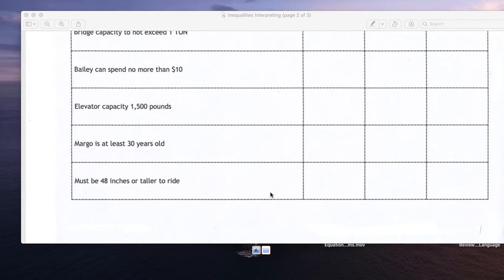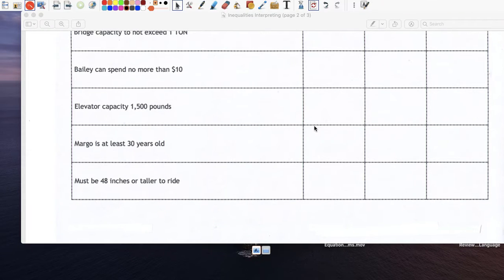Margot is at least 30 years old. She's at least 30 years old. So the bare minimum, she's 30. She could be 31. She could be 40. She could be 50. Can she be 29? No, because she's at least, right? The smallest number she can be is 30. So Margot, let's use M for Margot. She is going to be what? Equal to 30 or greater than 30.